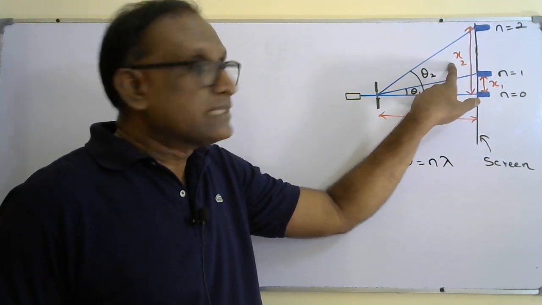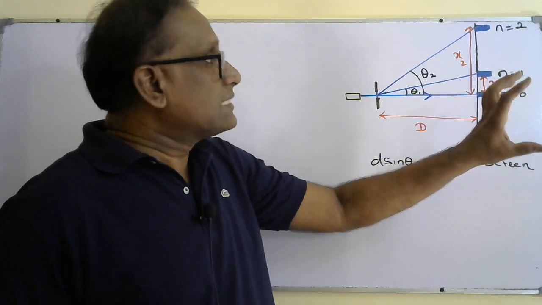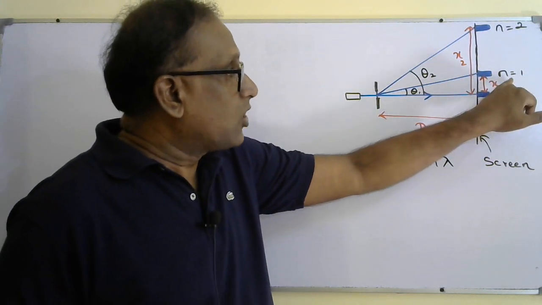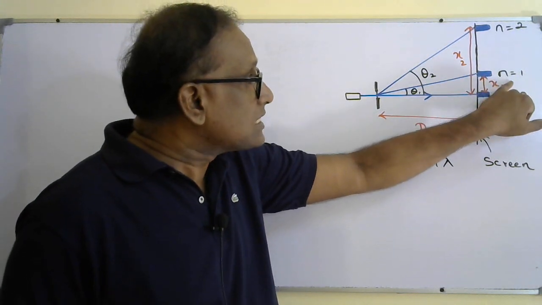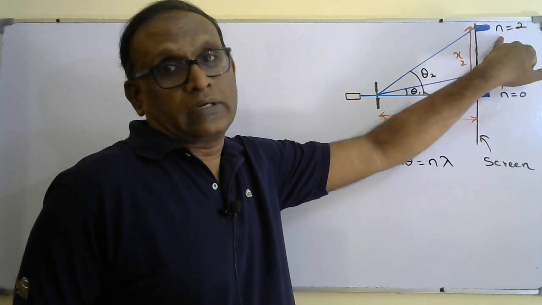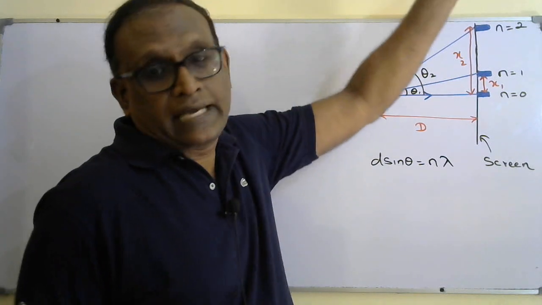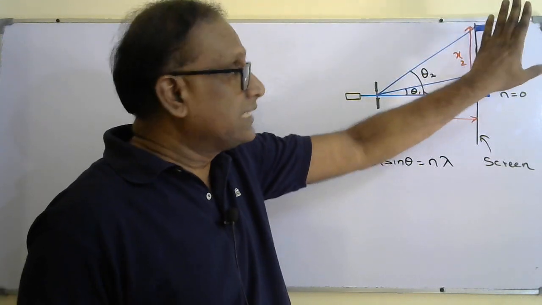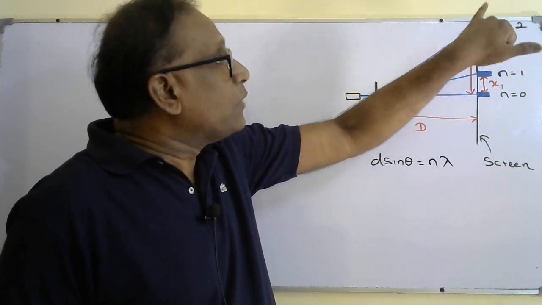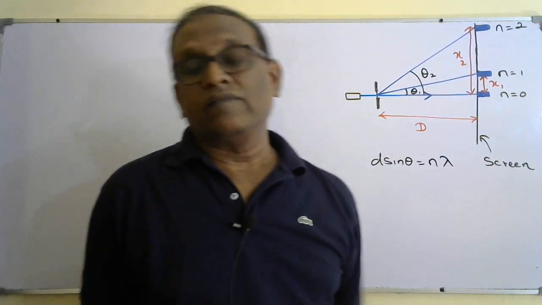Normally students ask whether the gap or distance between the 0th order and first order will be the same as from first order to second order? No, it won't be the same. Same way, the distance from second order to third order, I didn't draw the third order bright fringe, but will the distance between the second order and the third order be the same?